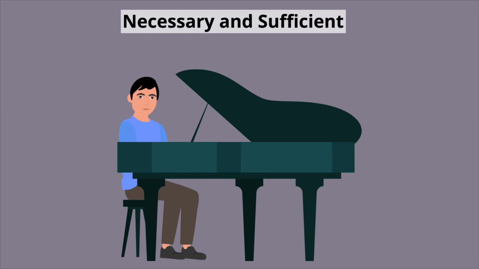Some conditions are both necessary and sufficient. For example, pressing a key on a piano is necessary and sufficient for making the intended sound of that instrument. It is sufficient for making the sound because pressing a key is enough to produce the corresponding note. It is also necessary because the piano will not produce the sound unless the key is pressed.